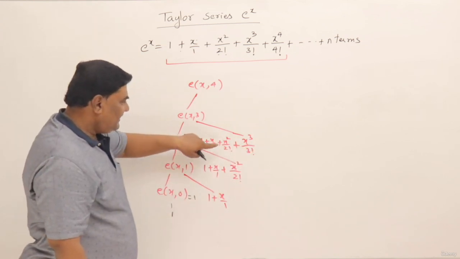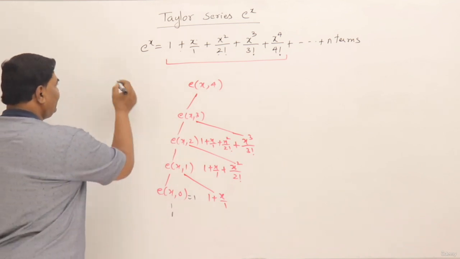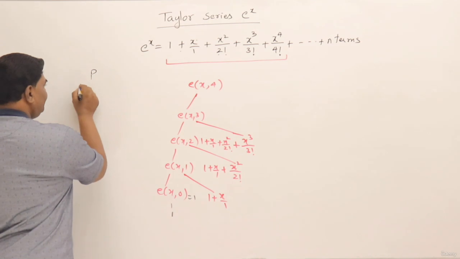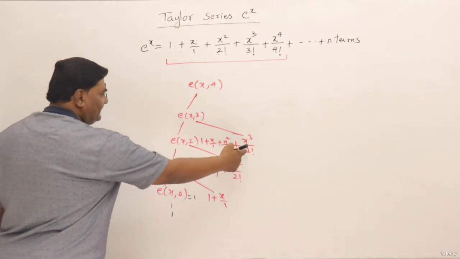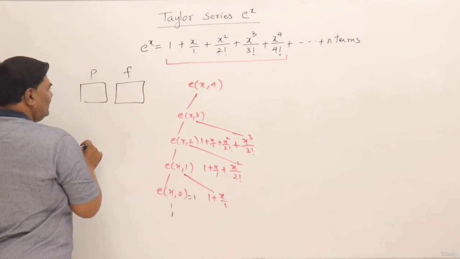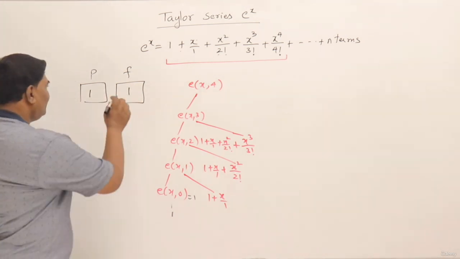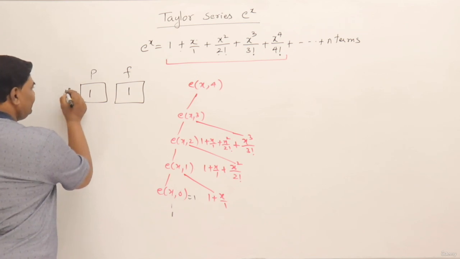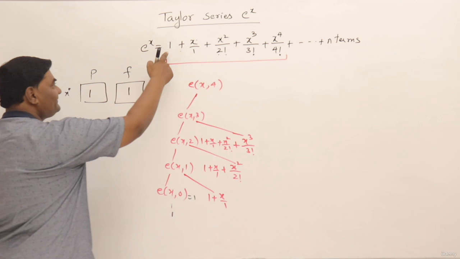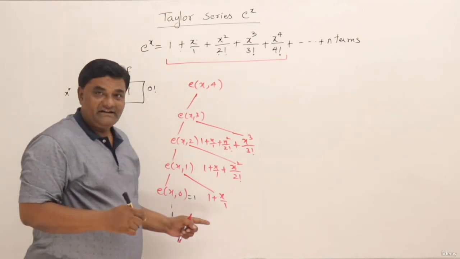Now for handling these two values, the numerator and denominator, I take 2 static variables. First is x power, which I will call p, and next is the denominator, that is the factorial, so I'll take it as f. Initially I will write them as 1 and 1. So assume that this is x power 0 and this is 0 factorial. So we have these initial values for the first term. Assume this.